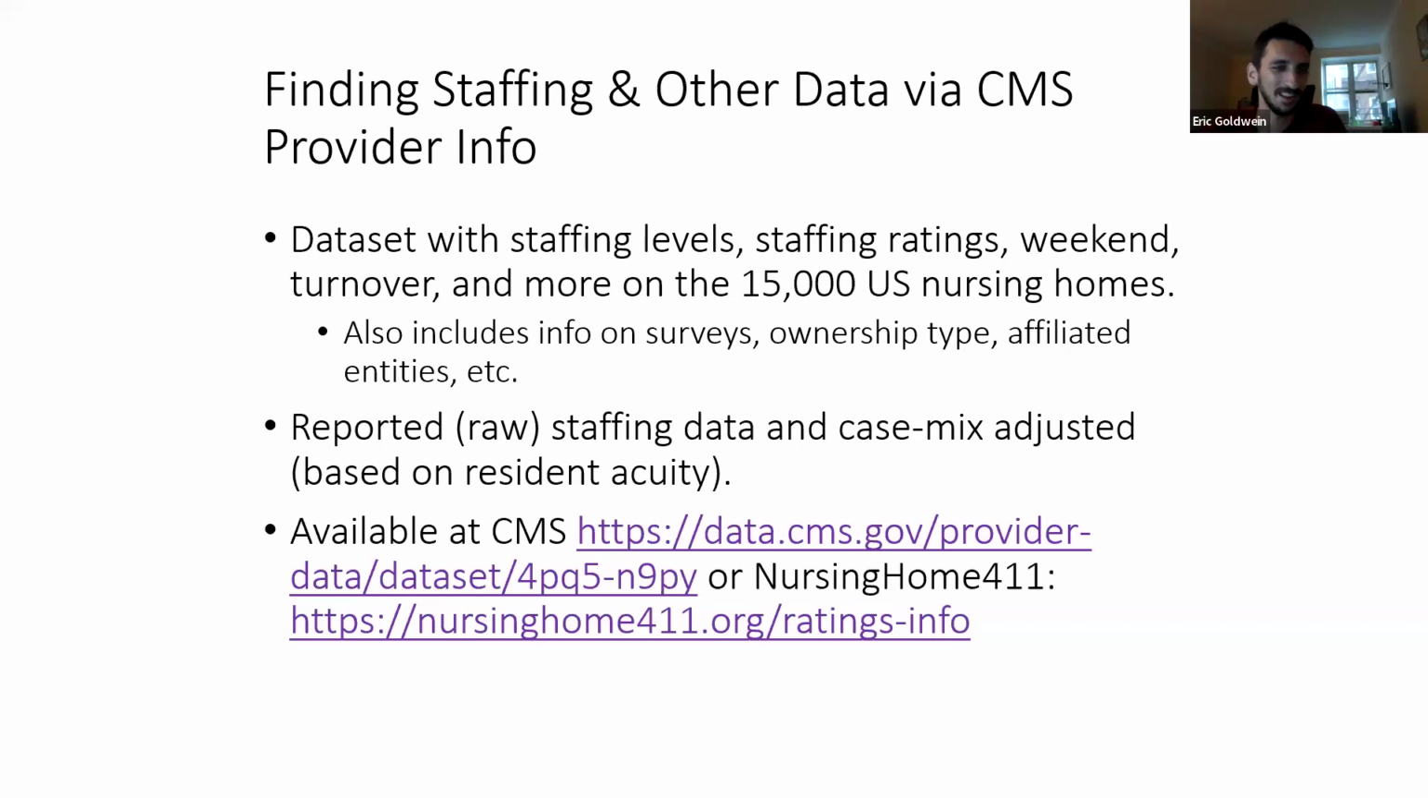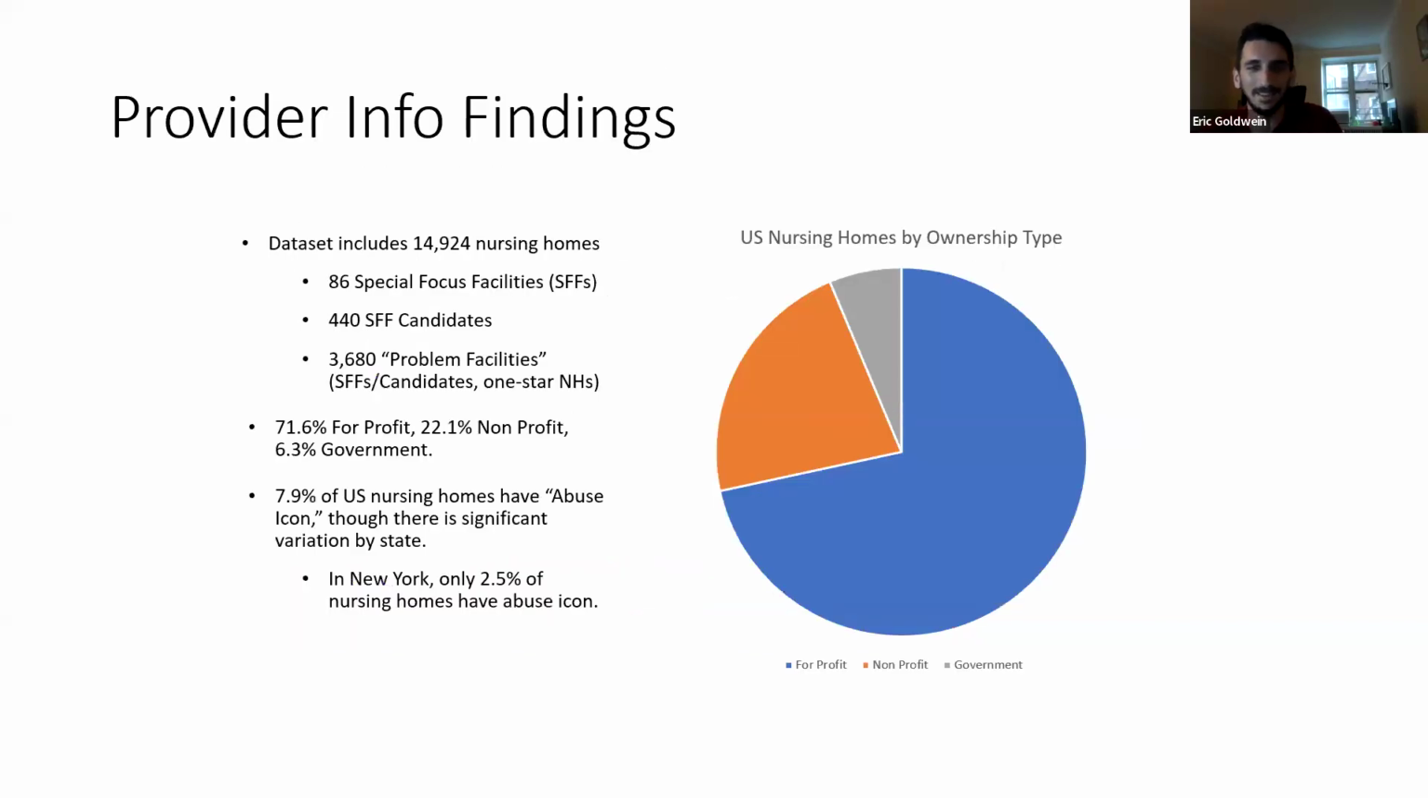And on the next slide, I'm just going to share a little tidbit of the type of findings that we publish. We published this, I think, in December from some of the newest data. The pie chart will show a breakdown of how many for-profit, how many nonprofit, how many government nursing homes there are, how many special focus facilities, how many one-star nursing homes there are.